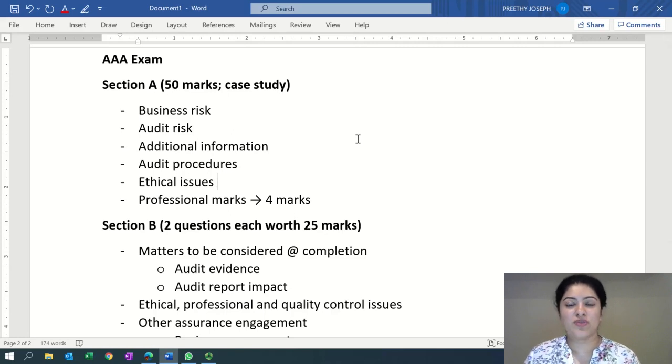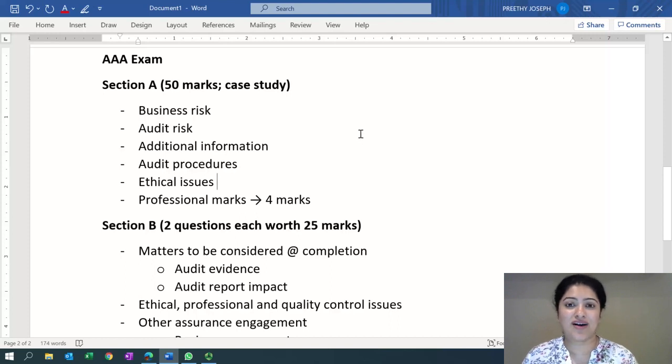In this video, we'll be covering all to do with the exam tips and how you need to approach your exam paper for AAA paper for this March 2021 sitting. Starting with giving you an idea about the exam structure, you have section A and you have section B of the paper. Section A is a case study.